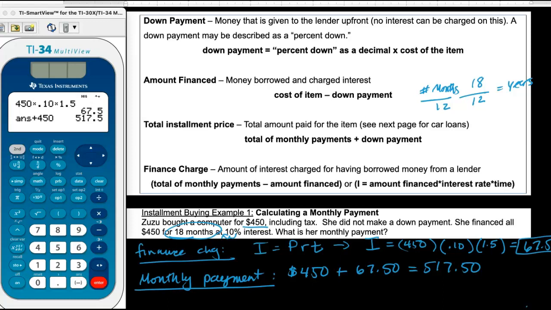She's going to take that amount and divide it by 18 since she's making 18 payments. That gives me a monthly payment of $28.75 per month. She'll make this monthly payment for 18 months, and that will allow her to pay off the $517.50. So you can see when you use installment buying and don't pay cash for the item, it ends up being more expensive.